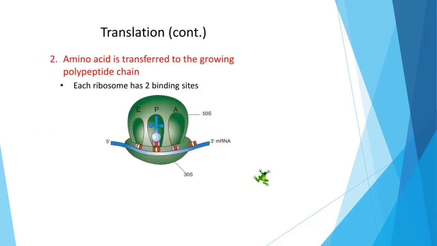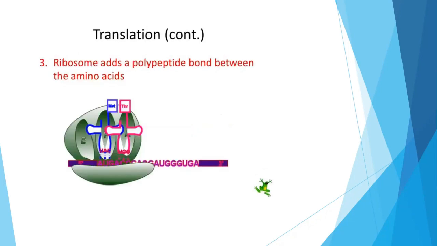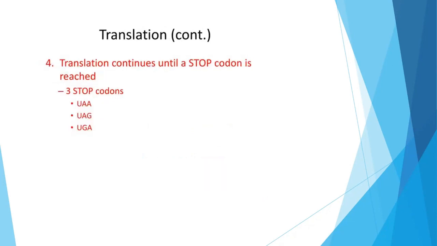Now the amino acid is transferred to the growing polypeptide chain, and each ribosome has two binding sites. The ribosome adds a peptide bond between the amino acids, and the translation continues until a stop codon is reached. Now, the names of these stop codons are very, very important. They are UAA, UAG, and UGA. Remember these three by heart.